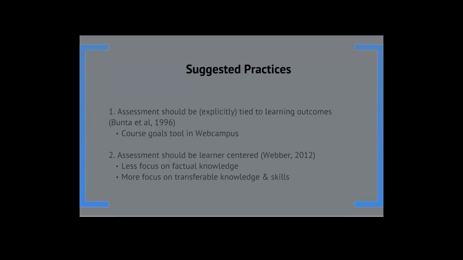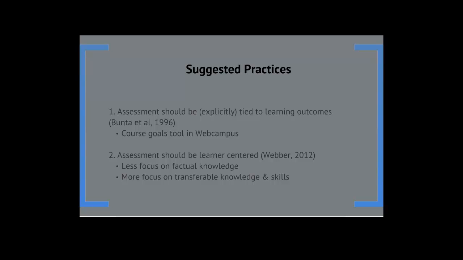The first of these suggestions is that assessment should be explicitly tied to learning outcomes. We want to make it clear how this particular assessment is linked to the overarching goals for the course. And this is really good for students because it helps reinforce the things that we think are most important for them to know. And we can do an even better job of this by using the Course Goals tool in Web Campus, which we talked about not too long ago.